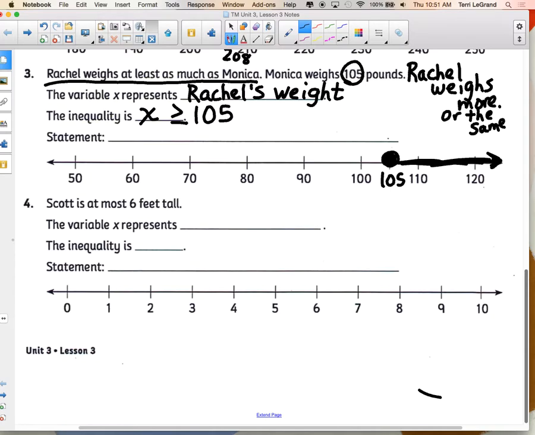So give me a number from that region. Kira? 120. Okay, let's see if that makes sense. Rachel weighs at least as much as Monica. If she weighs 120 pounds, does she weigh at least what Monica does? She does, doesn't she? Okay. So now we can write out our words. X is greater than or equal to.